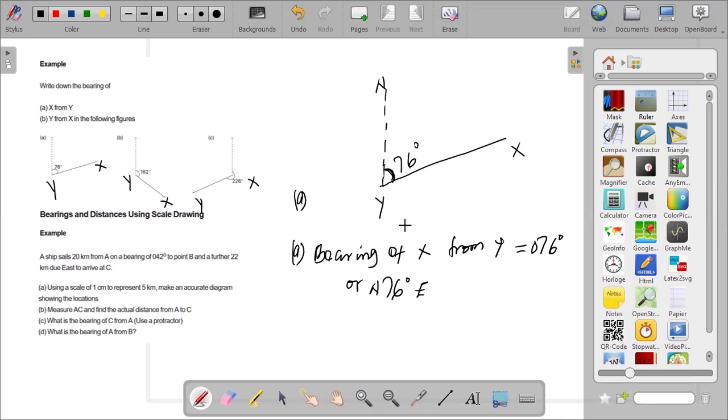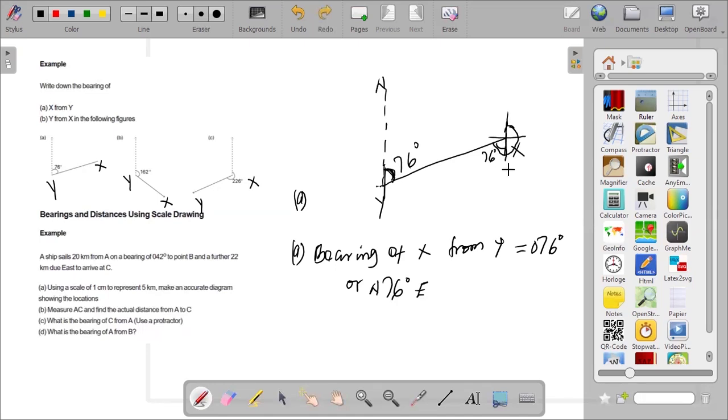Then what about y from x? To get y from x, you need to put a cardinal point at point x also. This angle here is alternate to the angle given to us, and as such, this angle is 76 degrees. Remember that the bearing of a place is the angular distance from the North Pole to that place. So we are going to measure all the way from the North Pole to this point. Measuring from here to here will give you the bearing of y from x.